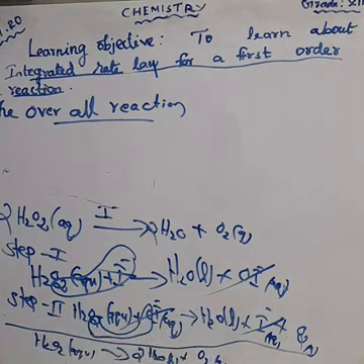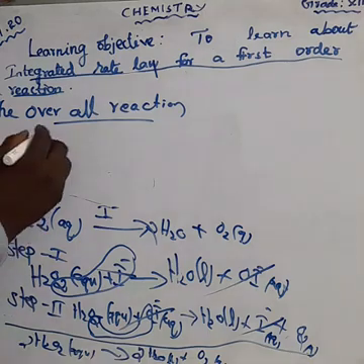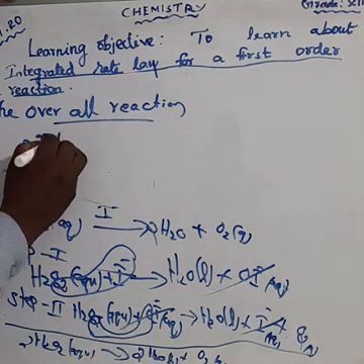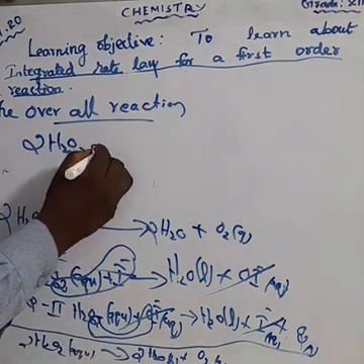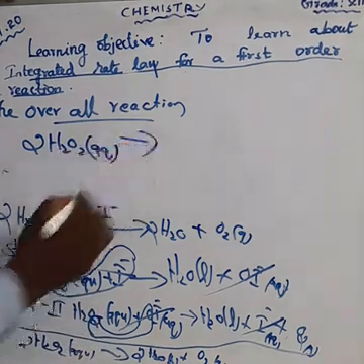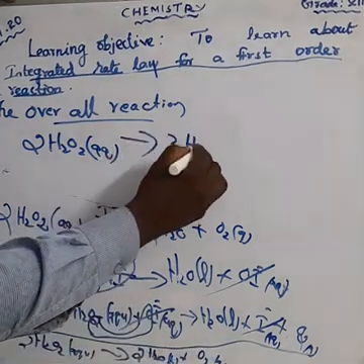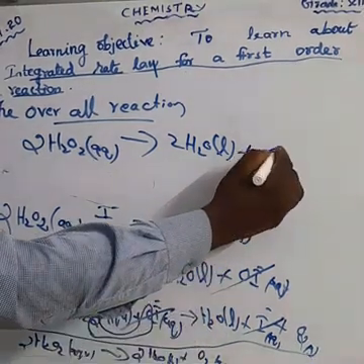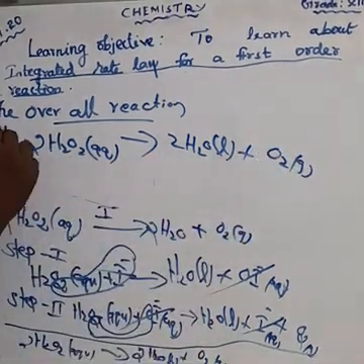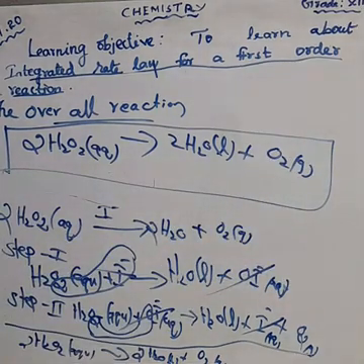So what is the overall reaction? How much hydrogen peroxide do we have? Here also I have two hydrogen peroxide. So the overall reaction is 2H2O2 in aqueous solution gives two water molecules, liquid, plus one oxygen. This is the overall reaction for the molecularity.